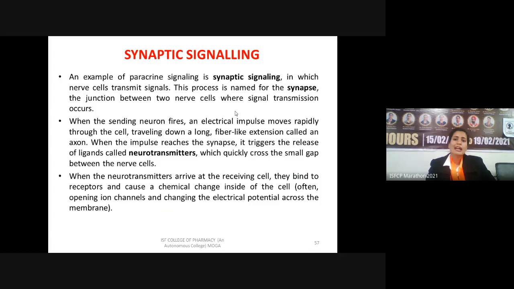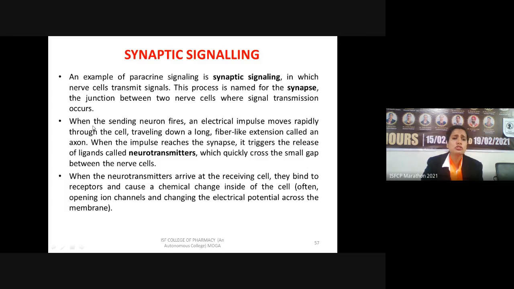At last, we have synaptic signaling. Synaptic signaling is also an example of paracrine signaling, in which the nerve cell transmits its signals. This process is named after the synapse. So, what is a synapse? A synapse is the point, or a gap, between successive neurons. It is a junction between two nerve cells where the signal transmission occurs. That's why it is known as synaptic signaling.